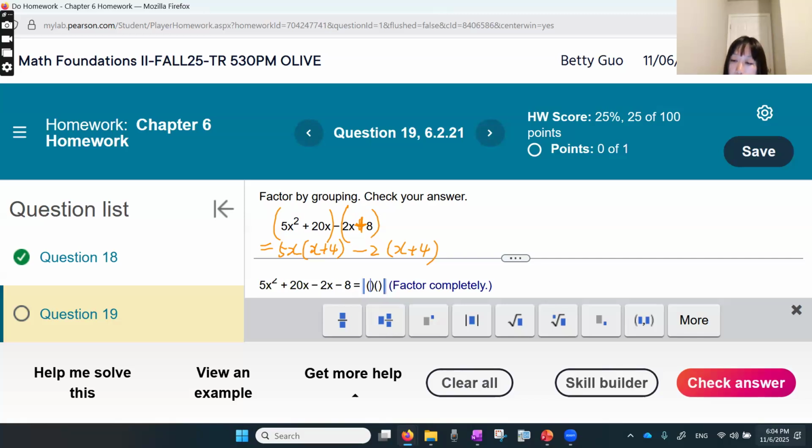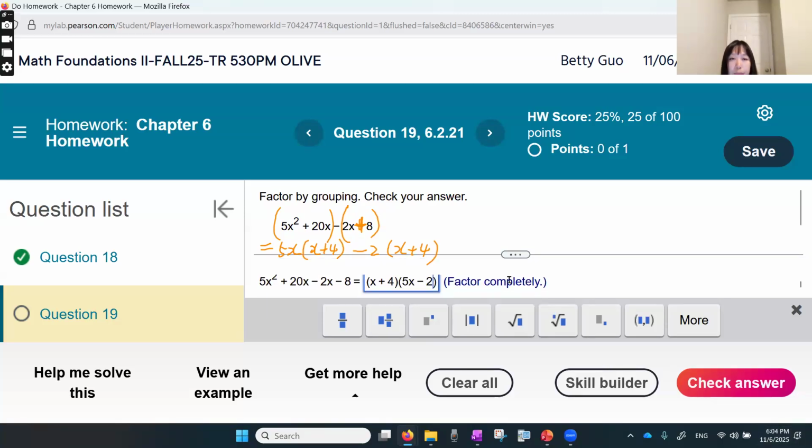So x plus 4 is the common binomial factor. Second parenthesis, 5x minus 2. Done. Agree, guys? Yes. You see what happened? Factor the negative 1 out, basically. You factor negative 2 out from the last two terms.